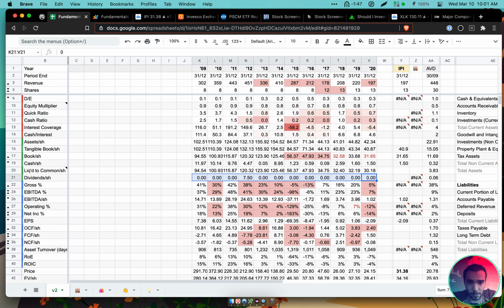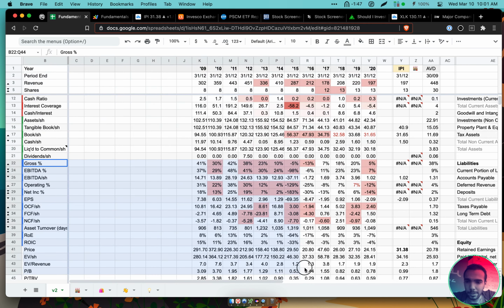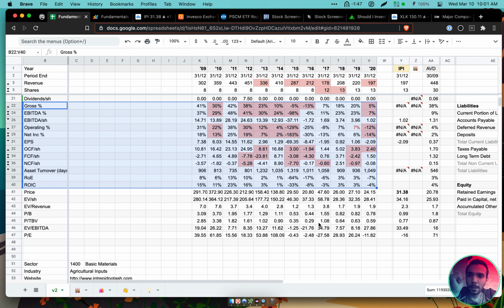No dividends. Looks like they paid dividends a really long time ago. That was in 2011, and then they stopped. They didn't like it. Alright, cool. So, let's take a look at actual performance. This is going to be interesting. You can see gross margin is 5%. What? That is so bad. Gross margin? 5%? I've never seen a company that bad.